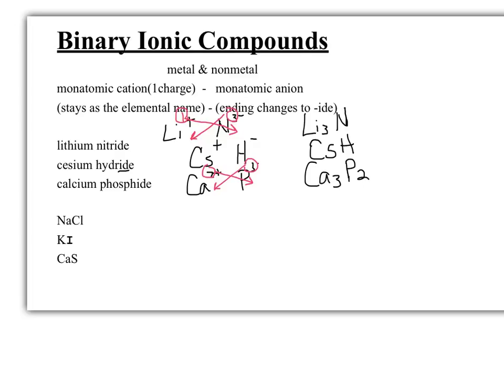Naming. Again, when I look at these names, I see metal, non-metal, and this is a common compound. Sodium, and the cation name stays the same. And I see chlorine as my second element, but the ending will go to chloride. So I have sodium chloride.